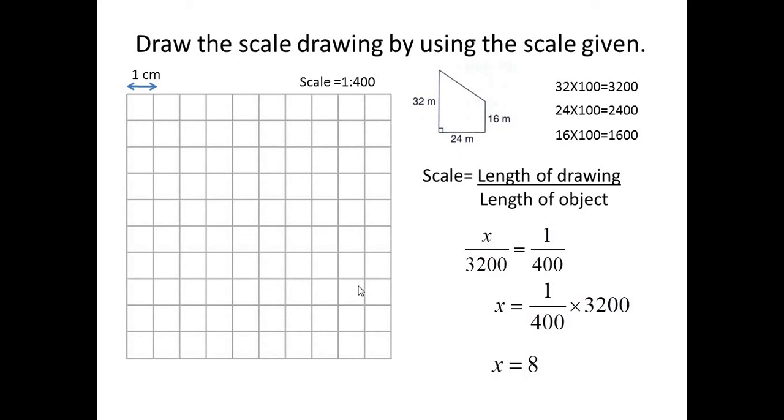So we're going to start drawing this side first. We'll go for 8 units or 8 cm. This one is 8. How about this length? We're going to have 6. And for 16 we're going to have 4. And you just complete the diagram. That is our final scale drawing.